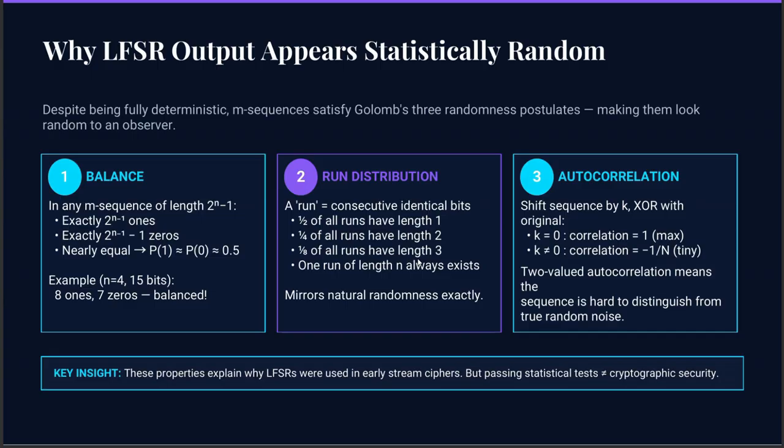Third property is autocorrelation. Suppose we shift the sequence and compare it with itself. When the shift equals 0, the correlation becomes maximum. But for other shifts, correlations become extremely small. This means the shifted versions of the sequence look almost like unrelated random sequences. Because of this property, LFSR sequences look random for statistical tests. And that's why LFSRs became very popular in communication systems, satellite systems, radar systems, and early stream ciphers. But remember carefully, randomness does not automatically mean cryptographic security.